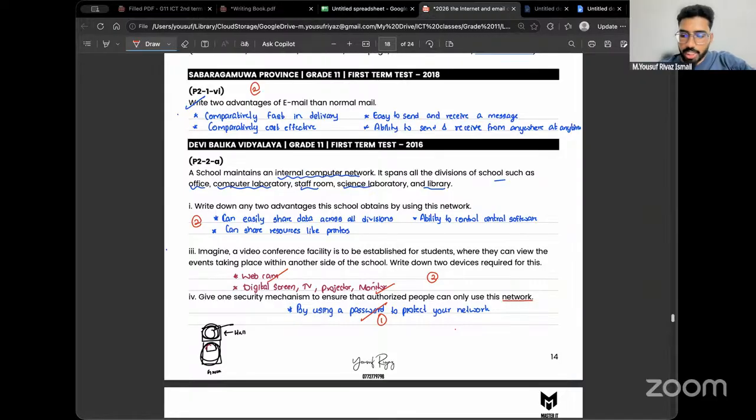Does IP address change per device or Wi-Fi network? Per network. So if you're using mobile data, you will have a different IP address. But if you're using a Wi-Fi router, then all the devices connected to the router will have the same IP address. There's something called port number that will change.